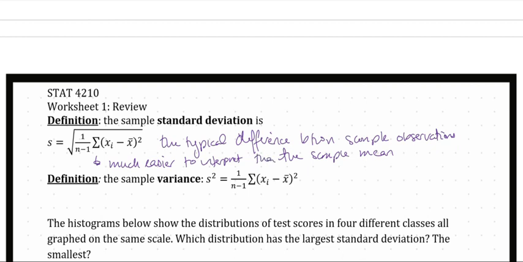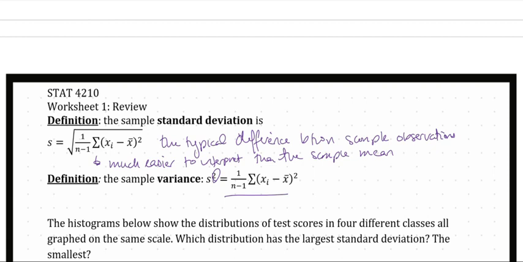But the variance is easier to calculate. The sample variance is this squared thing. I don't have to take a square root, but it's not as easy to interpret because it ends up being, of course, in these squared units. So it is an easier formula, but it's not as easy to interpret.